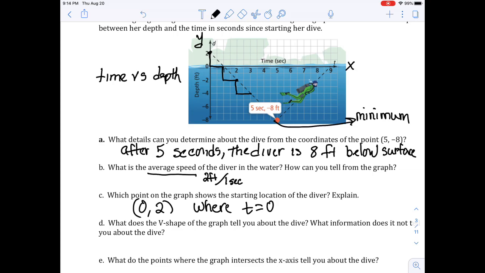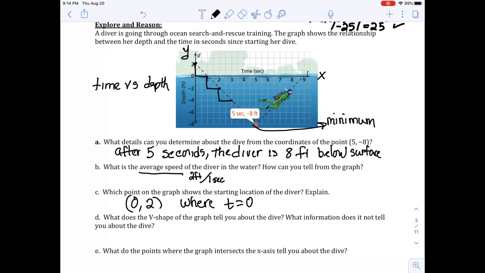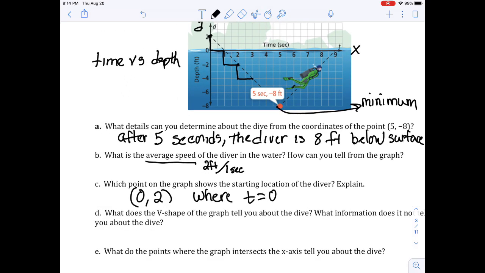What does the V shape of the graph tell you about the dive? What information does it not tell you about the dive? So again, there's no right or wrong answer to this question. For me, the V shape tells me that the diver dove in the water and they were descending to the lowest point, or decreasing to the lowest point, and then ascending.